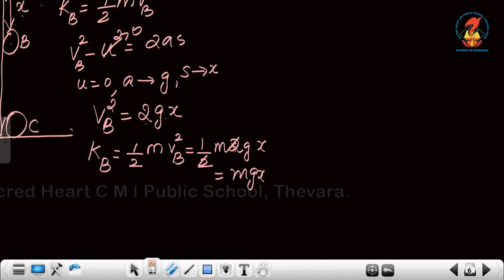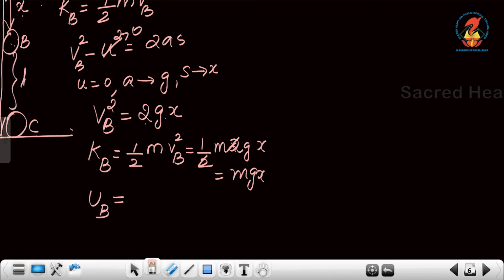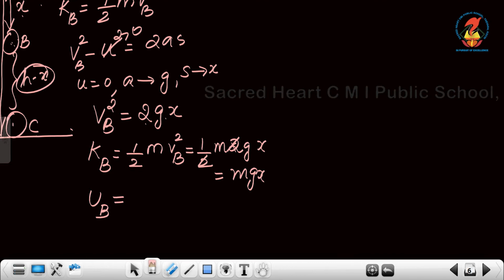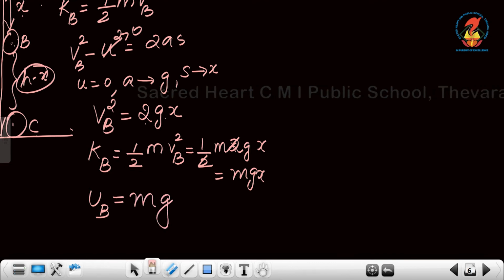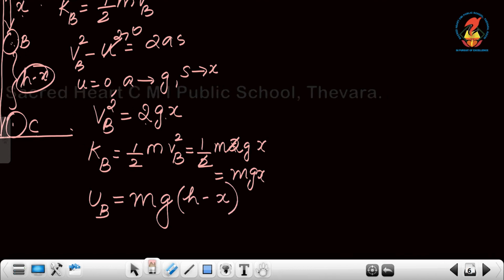Also, what's the potential energy? Now, potential energy at point B is equal to mg into height. Now, this is the ground level. The object is at point B from the ground level, isn't it? And the total distance between maximum height and B is what? It is h minus x, because this much distance from A to B is x, A to C is h, so from B to C it will be h minus x. So we can write UB is equal to mg into, instead of h, h minus x.